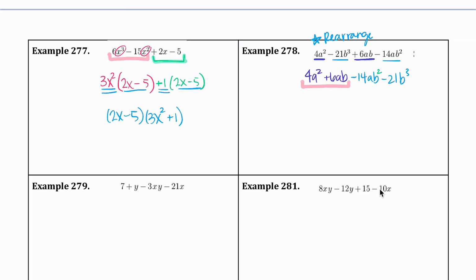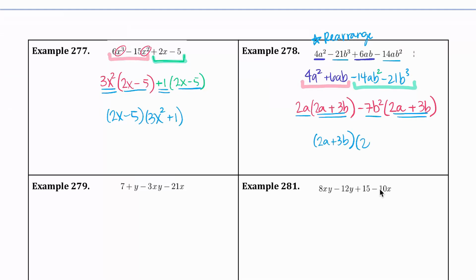Let's group up our first two. Group up our last two. If we look at our first two, we can take out a 2a, and I'm left with 2a plus 3b. Here, I can take out a minus 7b squared. If I do that, I'm left with 2a plus 3b. So rearranging that helped us because now we have that matching binomial that we can factor out. We take out a 2a plus 3b. When we do that, we're left with 2a minus 7b squared.